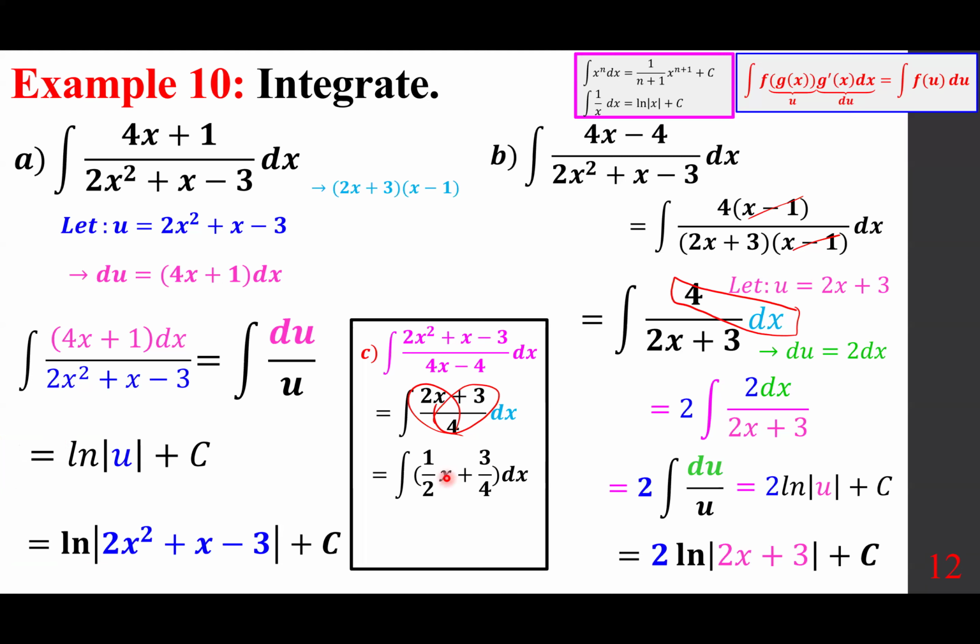So the integral of x is half of x squared. With this 1/2 becomes 1/4 x squared. This is 3/4 x and a constant. The final answer.